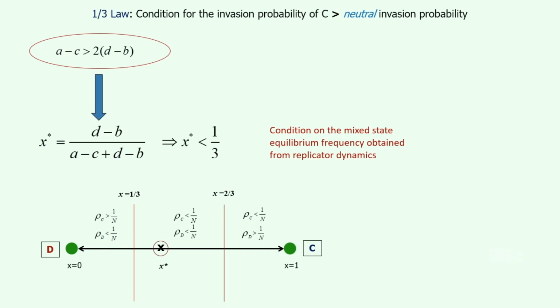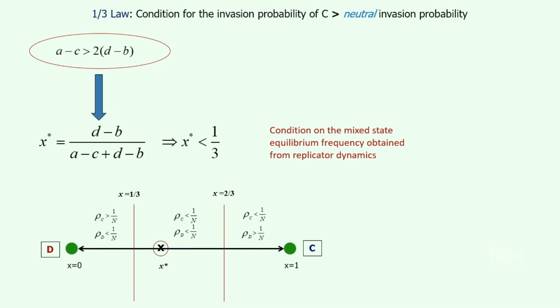We can draw a nice correspondence with our infinite population result, right? What this condition means is it translates to this condition, and if you recall the mixed state equilibrium frequency, then you can see that if you use this condition in the mixed state equilibrium frequency, it imposes a constraint on the mixed state equilibrium frequency. So if you look at your infinite population model, calculate the mixed state equilibrium frequency, and that happens to be less than 1/3, you can say that the C mutant is more likely to get fixed in the corresponding finite population model.